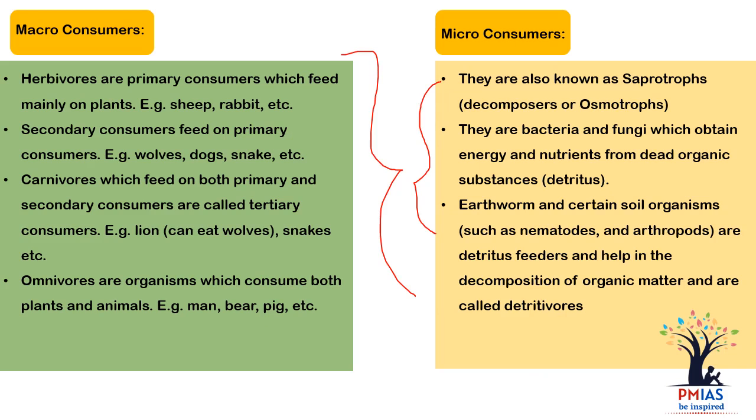Macro consumers can again be further divided into herbivores. Herbivores are sheep, rabbit, mainly plant eating animals. Okay, what will secondary consumers do? Automatically they will depend on the primary consumers or primary producers. Who are the secondary consumers? Wolves, dogs, snakes, etc. Okay, carnivores, who are called carnivores? They will feed on both primary as well as secondary consumers. Example, a lion can eat wolves, snakes, etc.